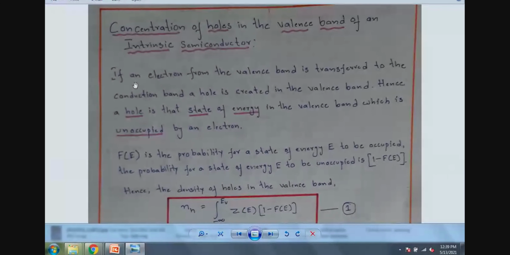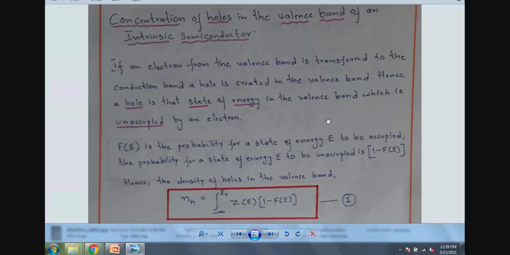The hole is the state of energy in the valence band, which is unoccupied by the electron. Generally, what happens if there is any vacancy? The electron which is in the excited state, that is in the conduction band, tries to come to the ground state, isn't it? So we are concentrating on the situation before the recombination. This is speaking about only generation, not the recombination. If there is recombination, the electron and hole will disappear, and there is no concentration. That's why I'm mentioning before recombination. So here the hole is the energy state in the valence band which is unoccupied by the electron. Keep this in mind.